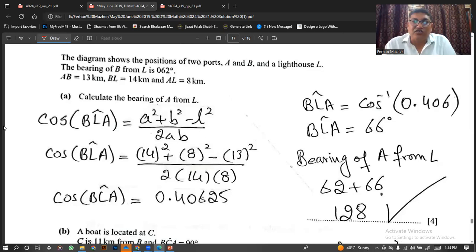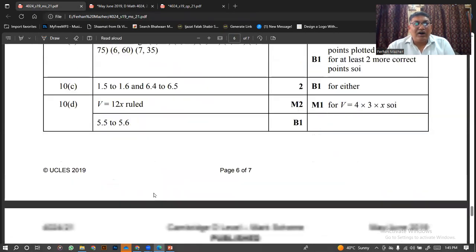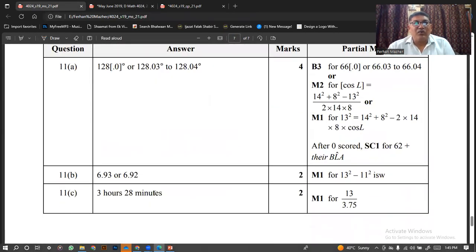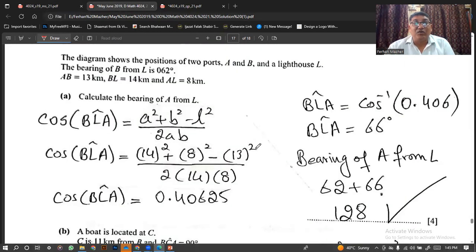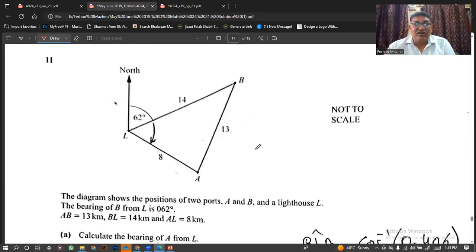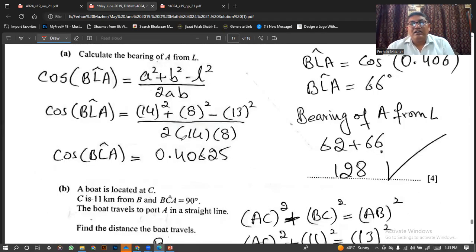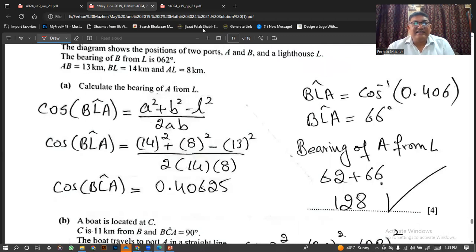So BLA will be equal to the cos inverse of 0.406, and you will get 66. So the BLA is 66. So the bearing of the A from the L will be 62 plus 66, and that will be 128. 128 is the right answer. It's a 4 marks question. This was 62, this is 66, we just added them. So 128 is the bearing of the A from the L.